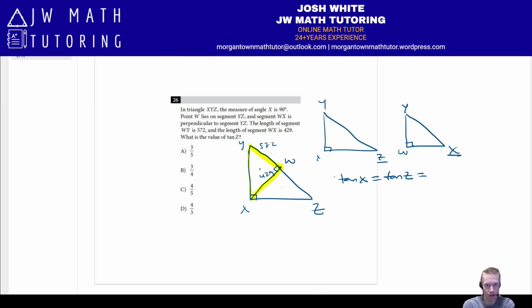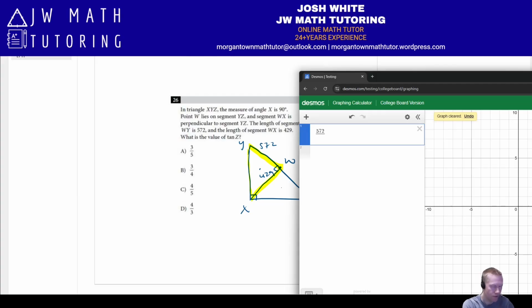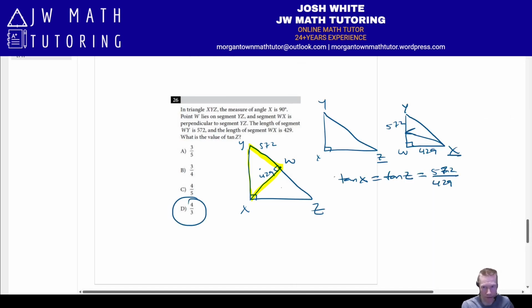The tangent of z, which is what we're trying to find, is going to be equivalent to, and sorry, I forgot to label these things in my picture. This is 572, xw is 429. So the tangent of z is equal to the tangent of x. The tangent of x is equal to the opposite, 572, over adjacent, 429. So that just reduces down to one of these fractions, and of course we'll go to Desmos just to figure that out. It's going to be 4/3, 1 1/3, letter D, correct answer, right here.